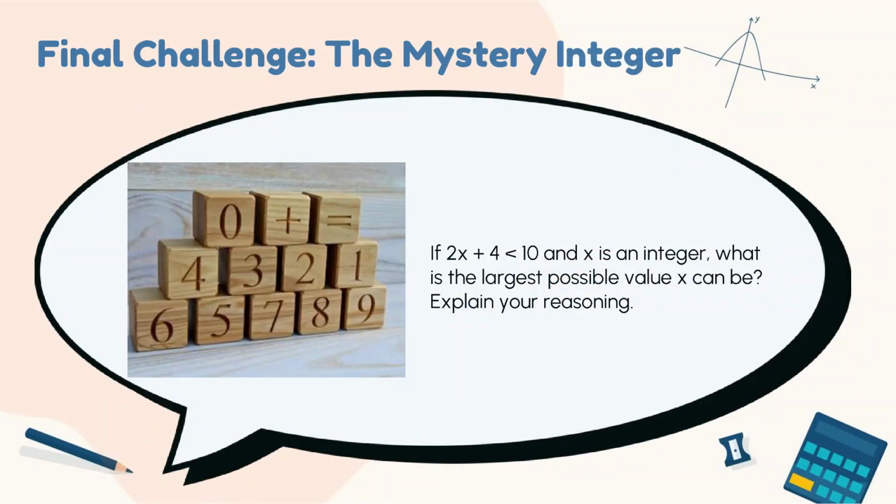Let's try the final challenge. If 2x plus 4 is less than 10 and x is an integer, what is the largest possible value x can be? Pause the video and solve the inequality first. Then remember that x must be an integer, which means it must be a whole number.